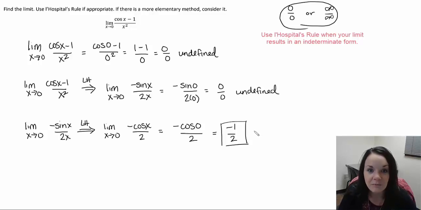We simply take the derivative of both the top and the bottom and then try the limit again. And sometimes that means using L'Hopital's rule twice, maybe even 3 times on a given problem.